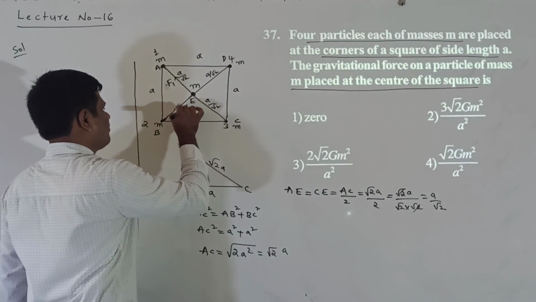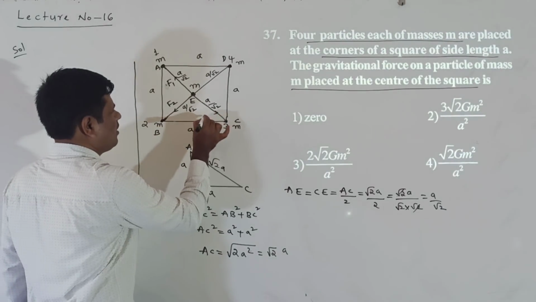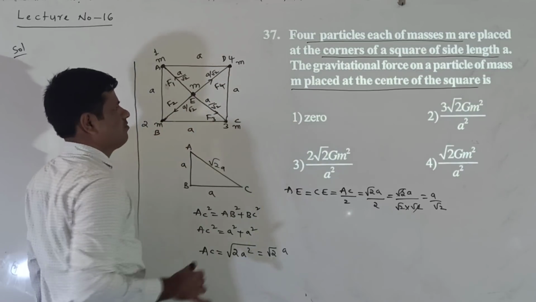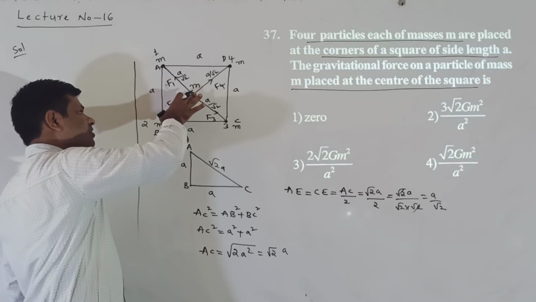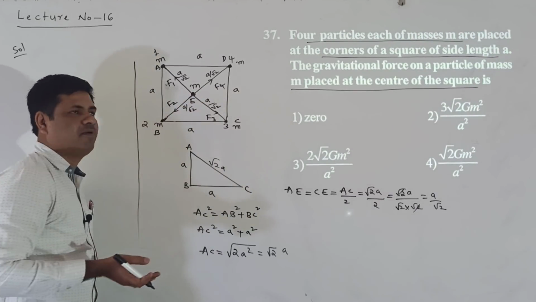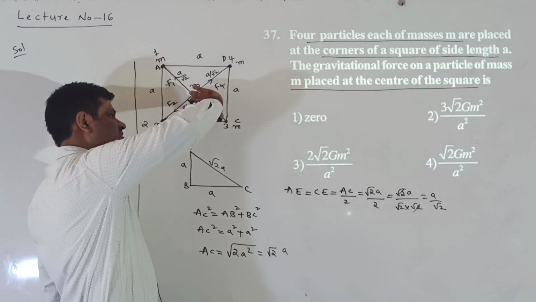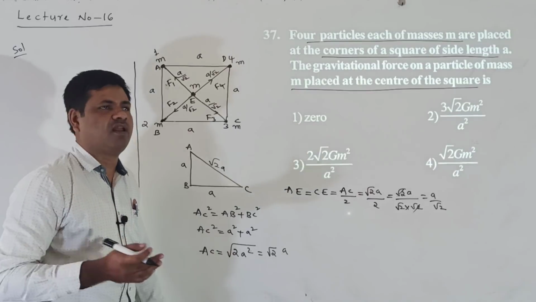Similarly this is F2, this is F3, and this is F4. But the distance between the center mass and each corner mass is the same, A by root 2, which is half of the diagonal. Since the distance between these masses is the same, all the forces are equal.